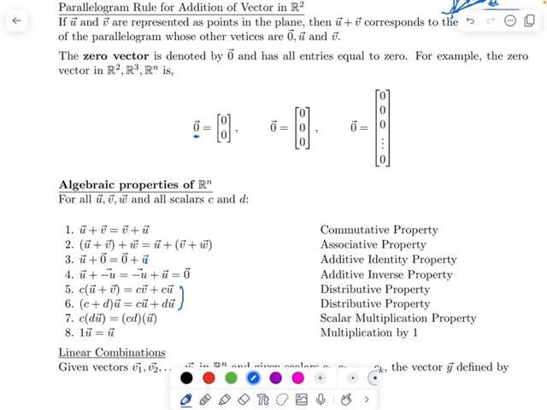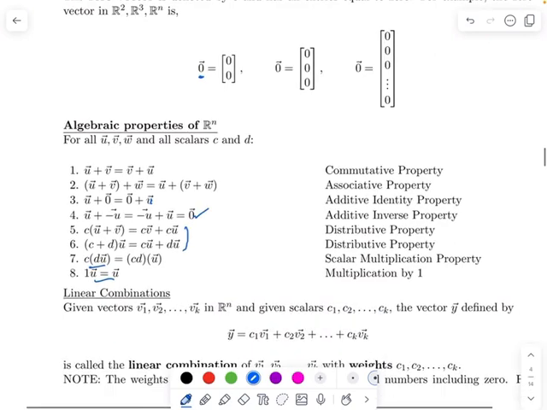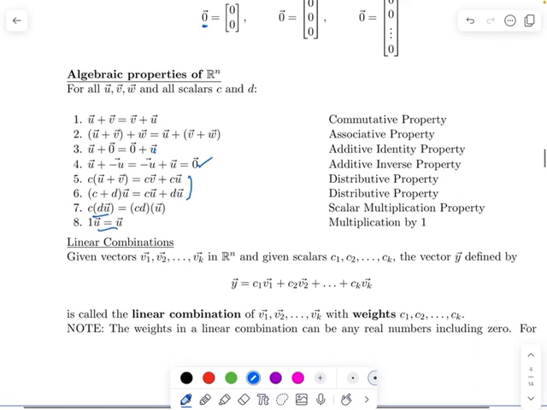And this is the scalar multiplication. This is also called the identity property, or multiplication by 1. And then the additive identity property, additive inverse property, and so on. Anyhow, you don't need to remember the names, but you should know how the properties or rules work.